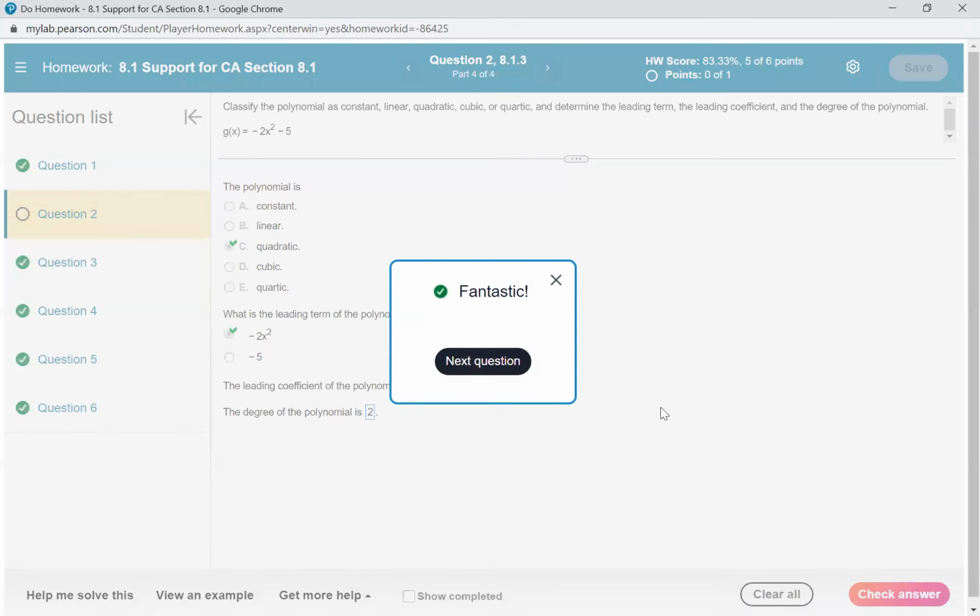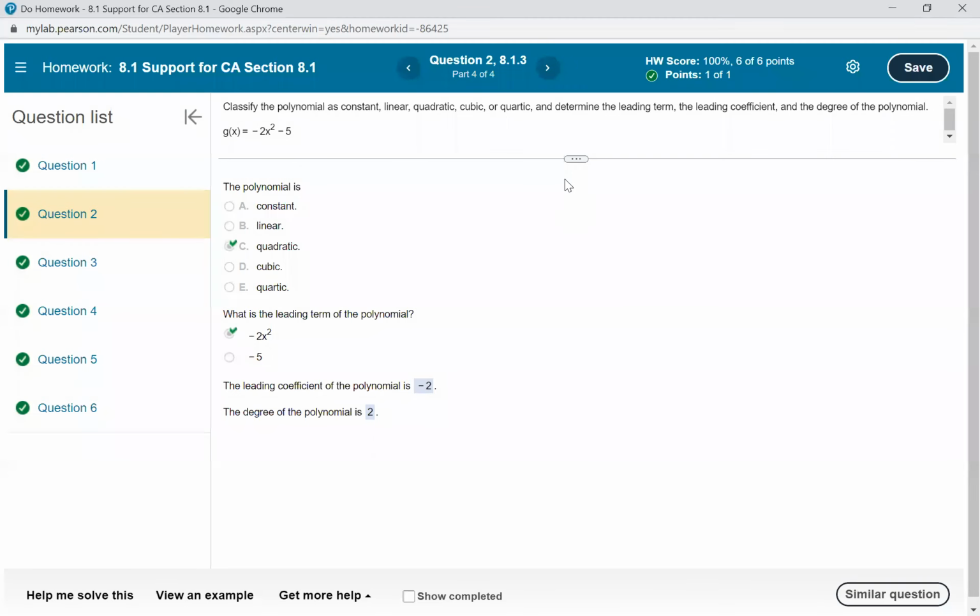So y'all, that's the support. It only has those 6 questions going over the classifications and lead coefficients and lead terms and all that fun stuff.